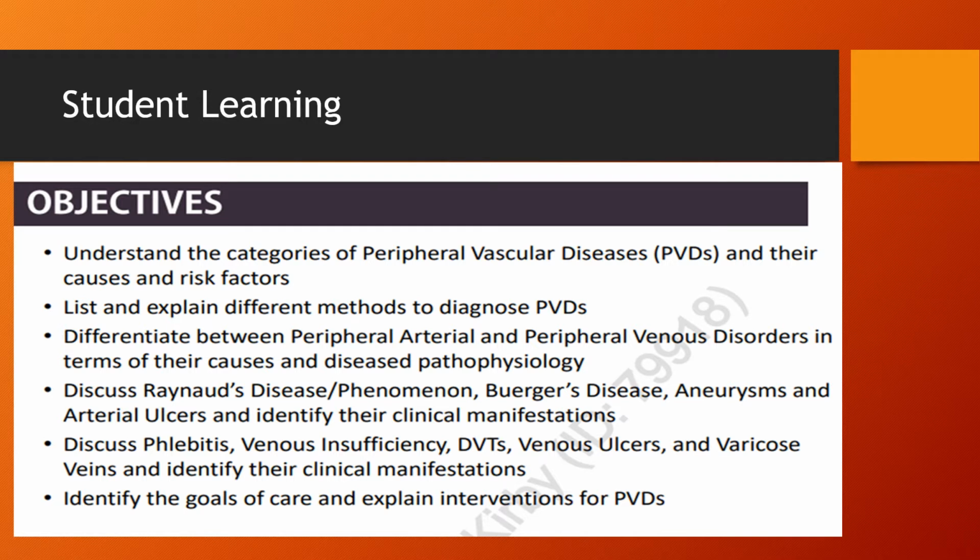So the student learning outcomes or objectives are modified in this video just to those that relate to peripheral vascular disease, as I have taught PAD in a prior lesson. So for PVD, peripheral venous disorder, you will learn about phlebitis, venous insufficiency, DVT, venous ulcers, varicose veins, and be able to identify the manifestation of the clinical findings, as well as identify the goals of the care and interventions needed for this particular disease process.